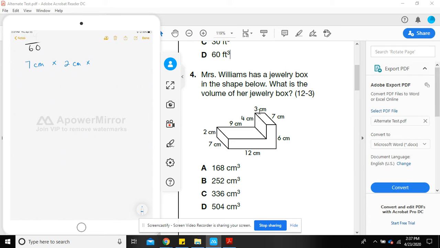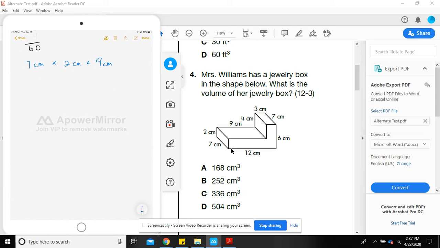And then we see that up here, we see 3 centimeters here, which is going to be 3 centimeters, just this little piece right here. So we want to actually multiply that 9 centimeters. We're using this piece here because it's just this piece right here. We're not going into this piece that's standing up. So we're doing 7 times 2 times 9.